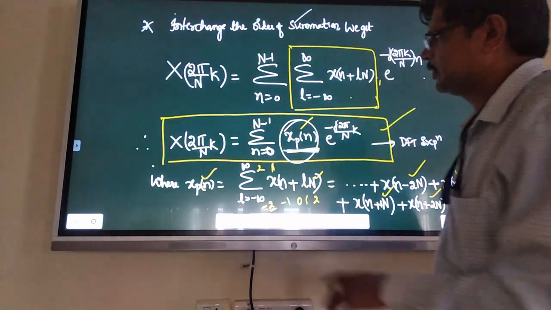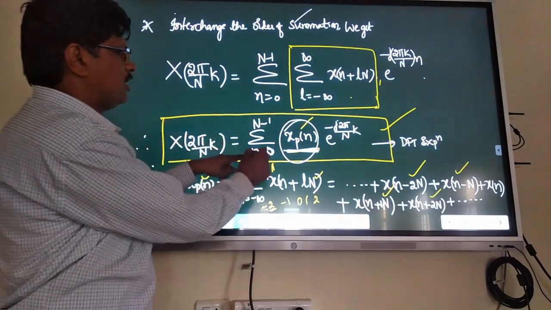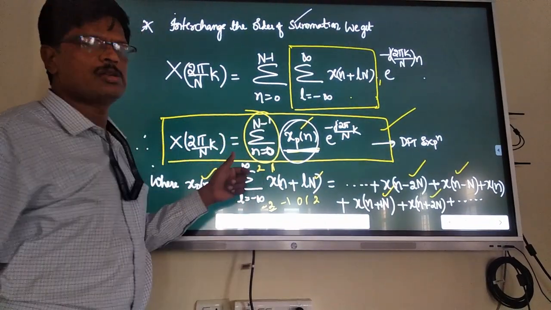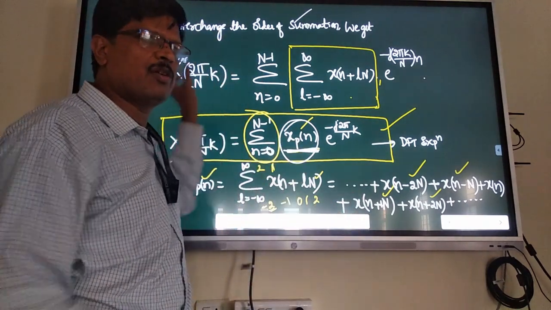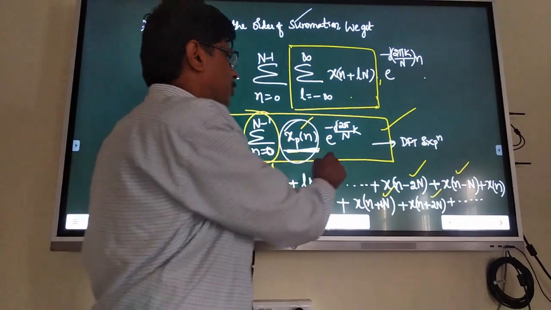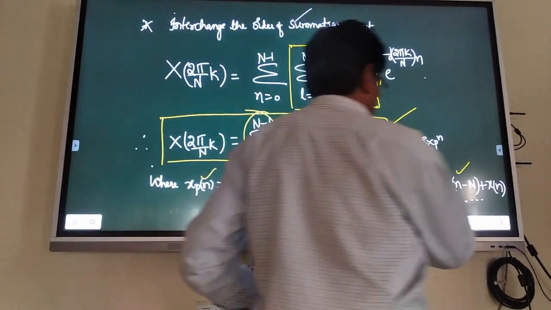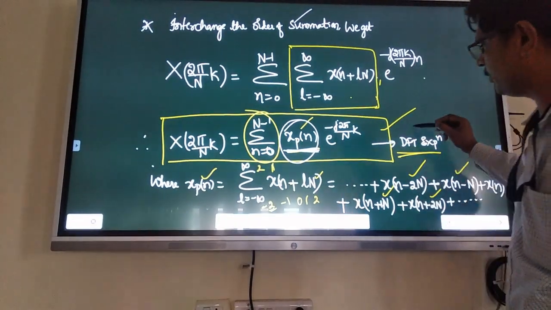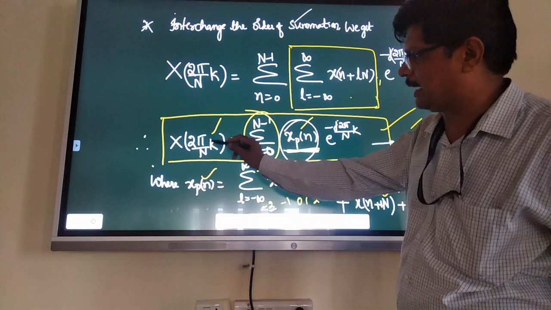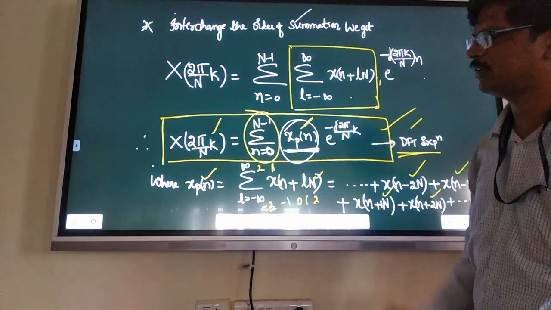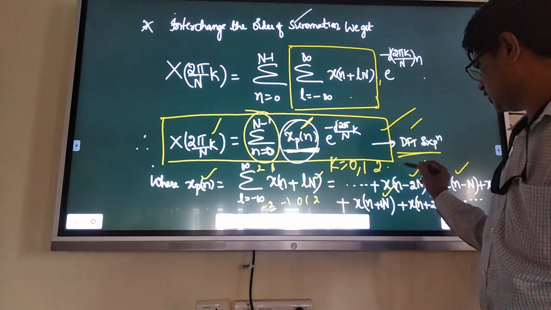This is X(2 pi by N k) equals the summation n equals 0 to N minus 1, N samples, of x_p(n), the periodic repetitions of the sequence x(n), times e to the power minus j 2 pi by N k n. This is called the DFT, the discrete Fourier transform expression. These are the frequency domain samples obtained from the time domain, where k is equal to 0, 1, 2, up to N minus 1.